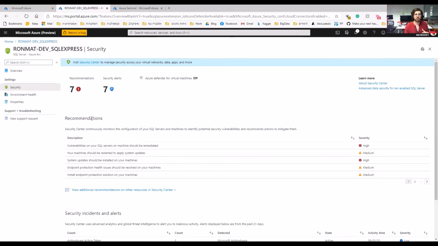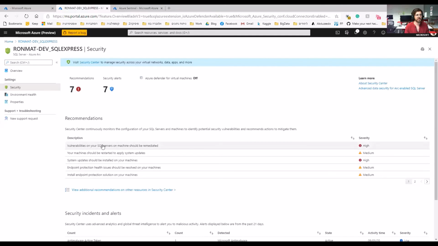Again, as we emphasized before, it's important to understand the SQL Server is part of the entire environment. So here in the recommendations, we have all the recommendations that are relevant. We have recommendations regarding the SQL Server itself, but also regarding its environment, like this suggestion for endpoint protection that refers to the data center hosting my SQL Server here.